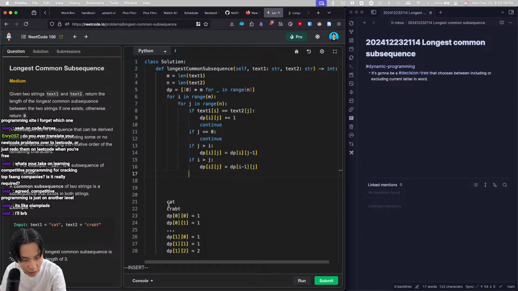What if you scan these together, right? D equal, so continue. CA and CR, 1. CAT and CRA is 2.